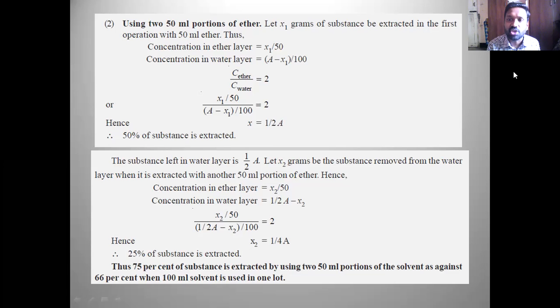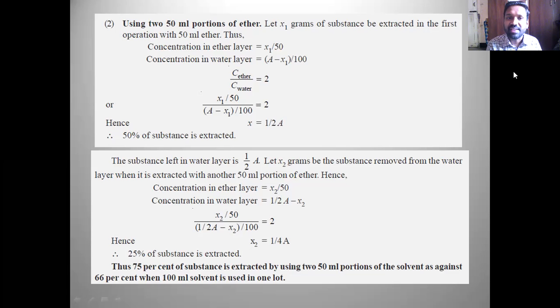What is the concentration of the compound in ether? x2 divided by 50. What is the concentration in water? Half A minus x2 divided by 100, because the volume of water doesn't change. I told you in multiple extraction, it is the volume of organic solvent which changes, but the water doesn't change. It will be 100, still 100. So the ratio is equal to 2.